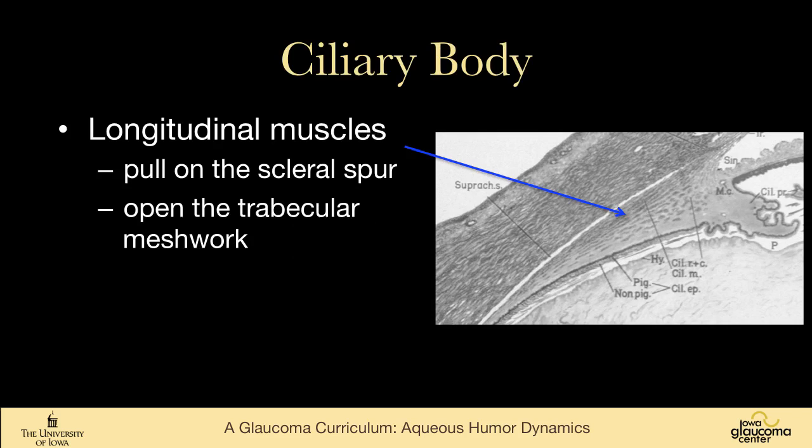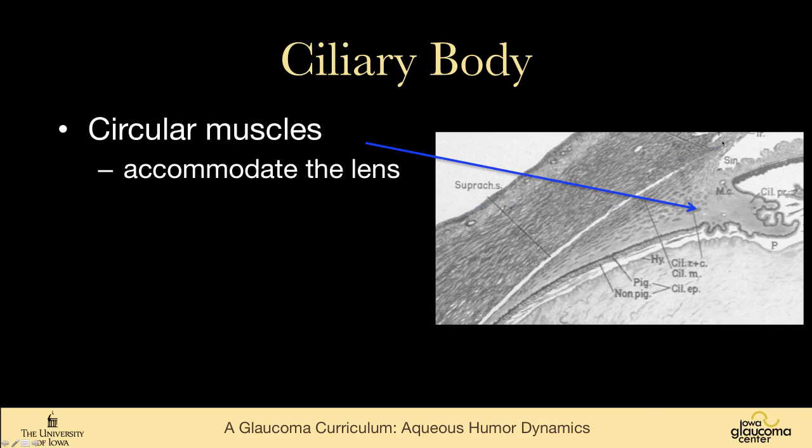So the ciliary body is made up of multiple structures. There are the longitudinal muscles that we can see here that pull on the scleral spur right there, and that opens up the trabecular meshwork here to increase aqueous outflow. The circular muscles of the ciliary body accommodate the lens, and that's why when we give things like cholinergic agonists, such as pilocarpine, to lower the intraocular pressure by pulling on scleral spur, we also cause the eye to accommodate, which is really not what we want.